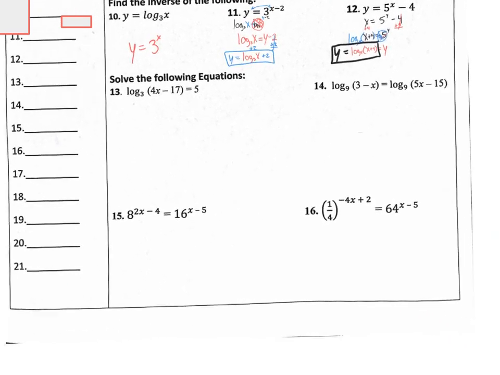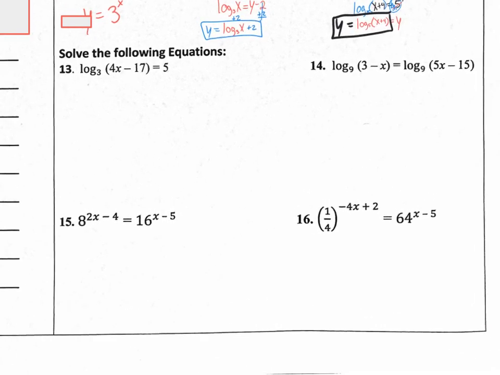And the rest of the test is on solving equations and on the back side solving inequalities. And we're going to save that for Monday. Okay?